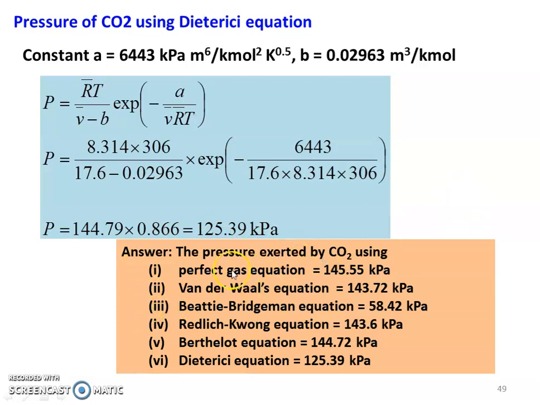So comparing pressures exerted by CO2 using the perfect gas equation 144.755, Van der Waals equation 143.52, Beattie-Bridgeman equation 58.42, Redlich-Kwong equation 143.6, Berthelot equation 144.72 and Dietrich equation 125.39 kilopascal. So this is the result, the pressure of ideal and real gas equations for different investigators.